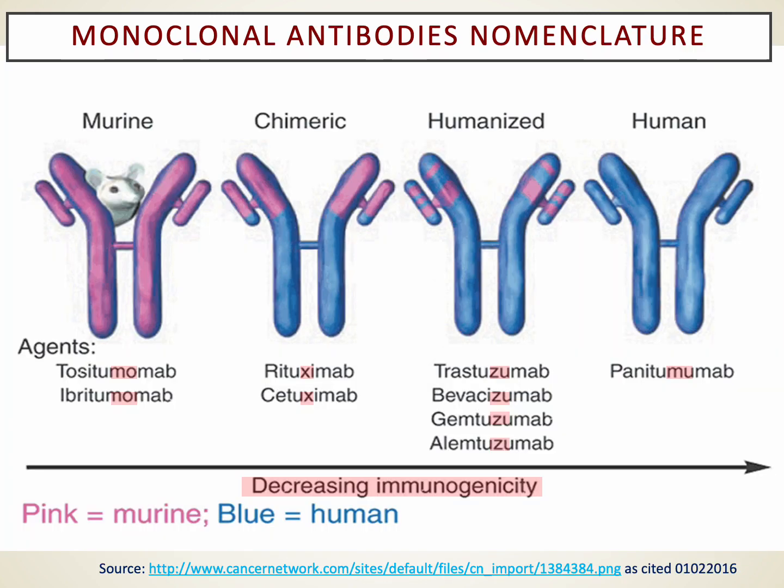And while this is not a hard and fast rule, the monoclonal antibodies generally, if they are closer to human antibodies, they are less antigenic. They're less likely to cause an immune reaction and a hypersensitivity reaction. The closer they are to a mouse protein, the more likely it is going to be a hypersensitivity.